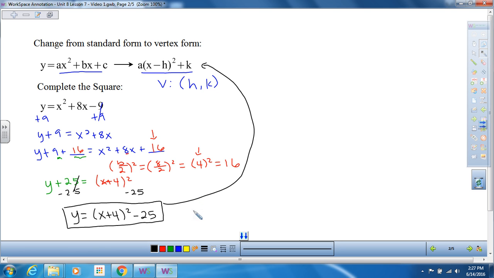And I can tell what my vertex is. So my vertex is the opposite of what's inside parentheses, so -4. And then what's added or subtracted, so -25. Okay.